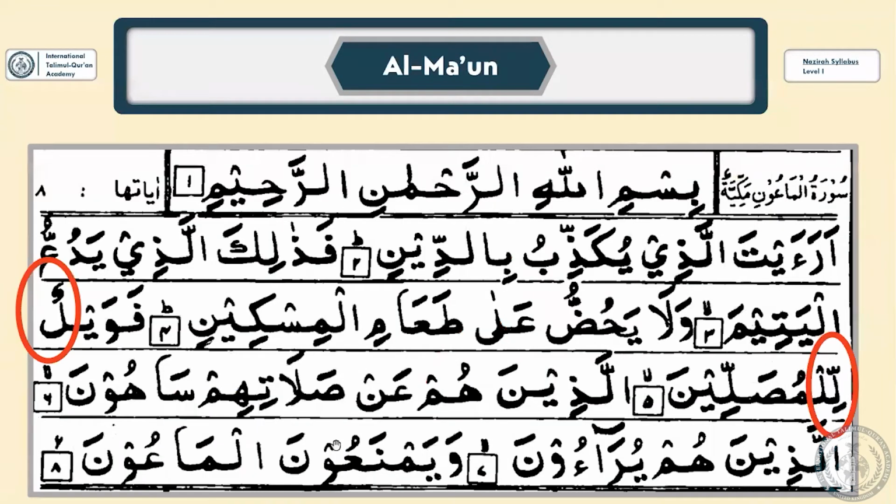Then we have Surah Al-Ma'un, and I'd like to recite this for you. So over here in the circle, we have a tanween, a dhammatain on the lam, followed by another lam mushaddad. So this would be recited as lullil.